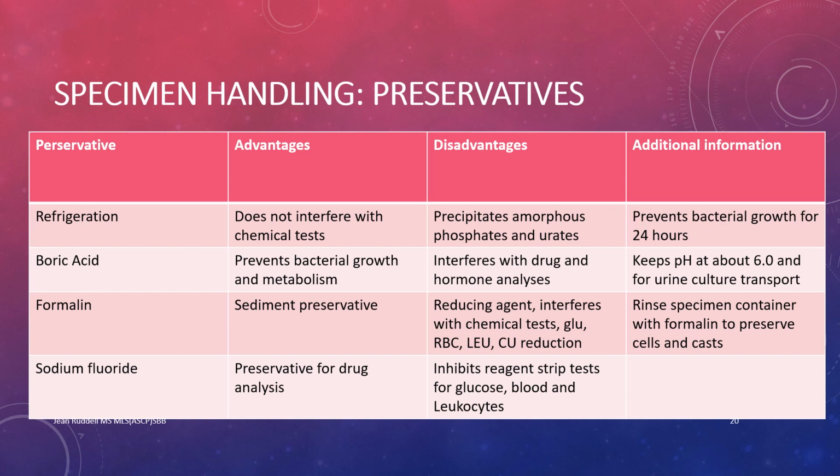Formalin is an excellent sediment preservative, but because it is a reducing agent, it interferes with chemical tests for glucose, blood, leukocyte esterase, and copper reduction. Sodium fluoride is a good preservative for drug analysis, but it inhibits reagent strip tests for glucose, blood, and leukocytes.